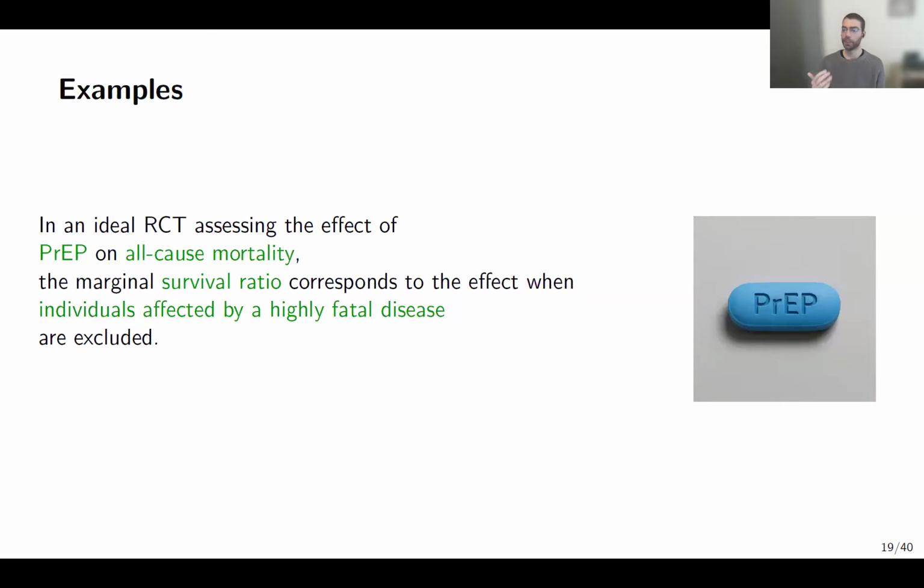And let's see some examples of doomed selection stability. So imagine now you have a slightly different study. You want to study the effect of pre-exposure prophylaxis on all-cause mortality. So not on HIV incidence, but on all-cause mortality. So now the marginal survival ratio that you will get from this hypothetical trial will correspond to the effect once you exclude individuals who have a very fatal disease. So if these individuals would die regardless of the treatment they're assigned to, then those individuals are doomed. And therefore, if you exclude them, the survival ratio is not expected to change.